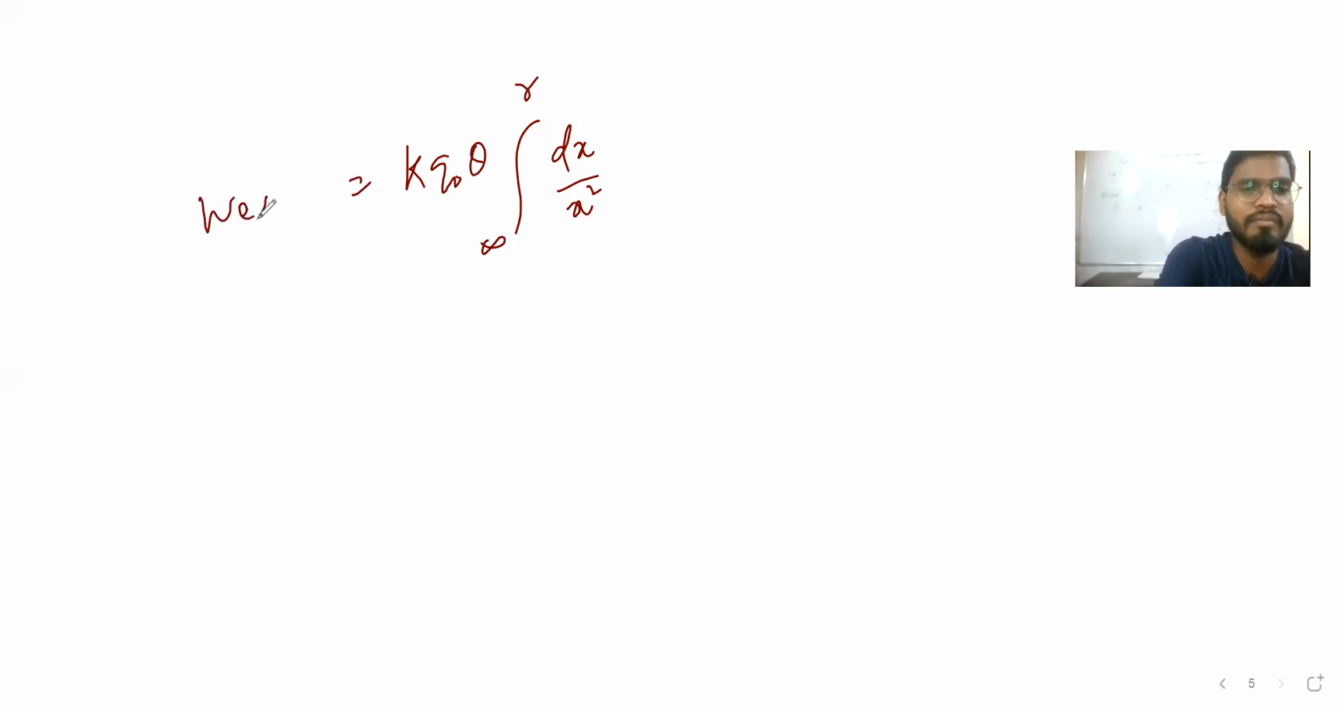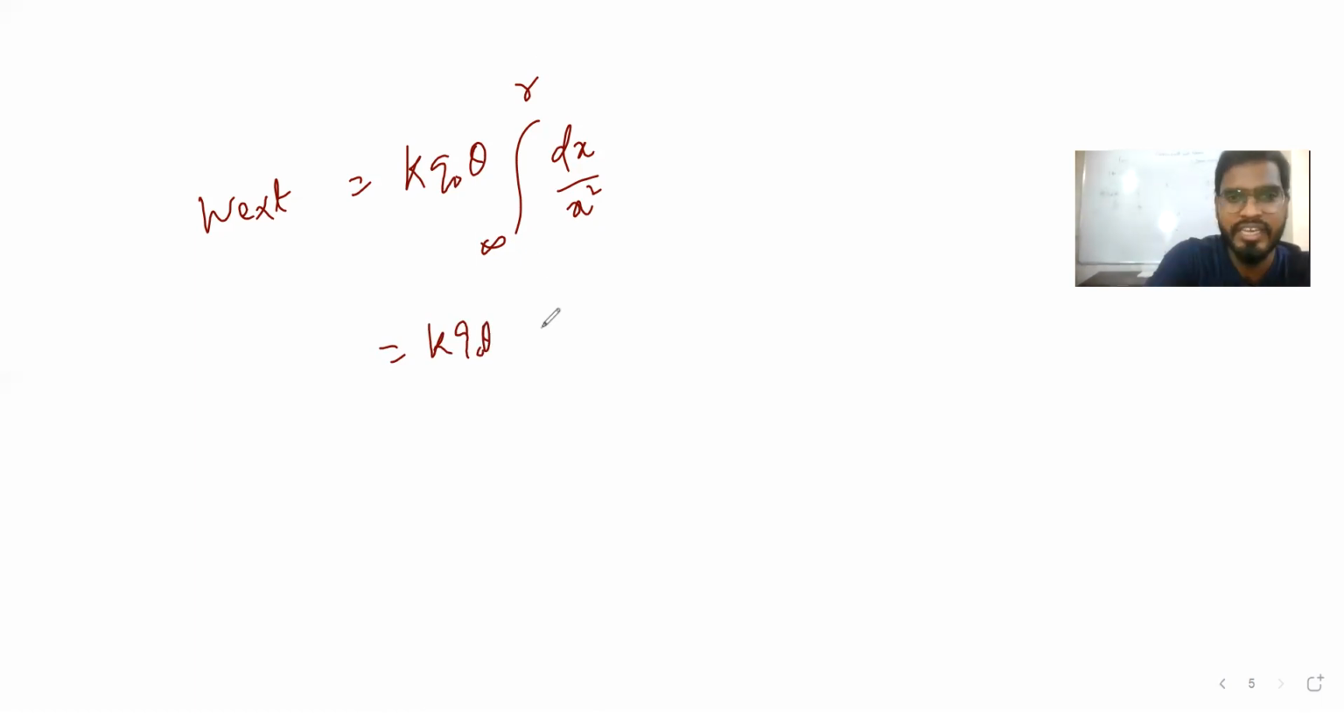Now we can say K, Q naught, whatever is constant, I'll take it out. Dx by x square, from where to where? Infinity to R. That is going to be the work done by external force. So K Q naught by what?